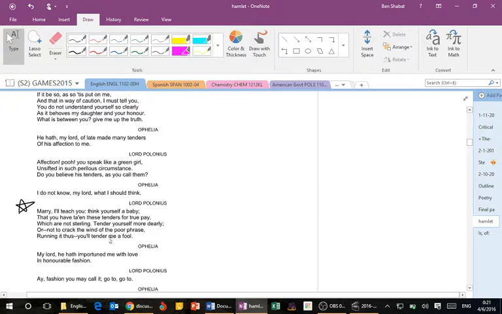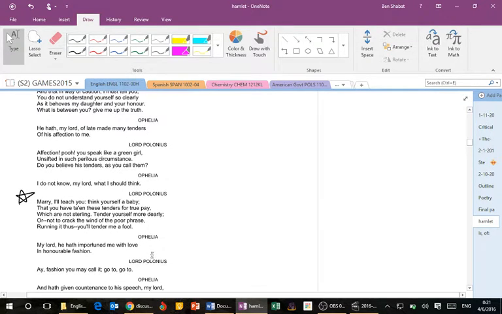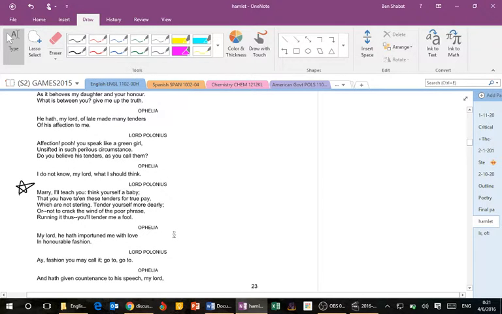Now, Ophelia is to an extent resisting their general advice, saying their relationship is legitimate, such as right here. Her response: "My lord, he hath importuned me with love in honorable fashion."